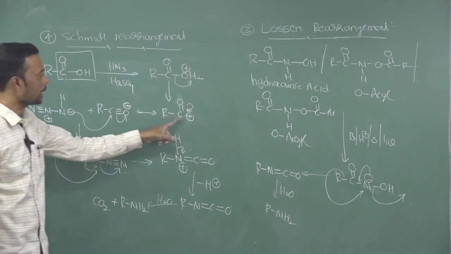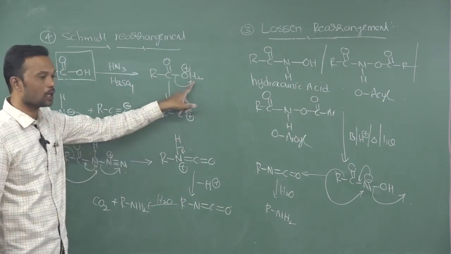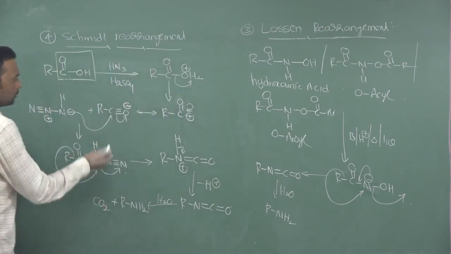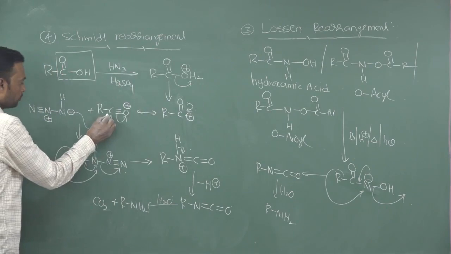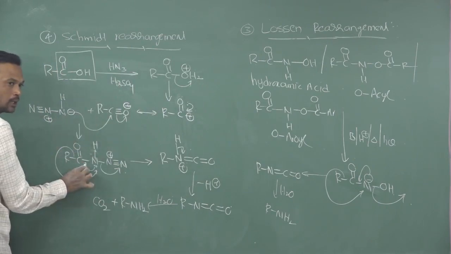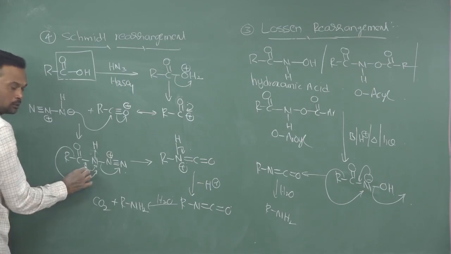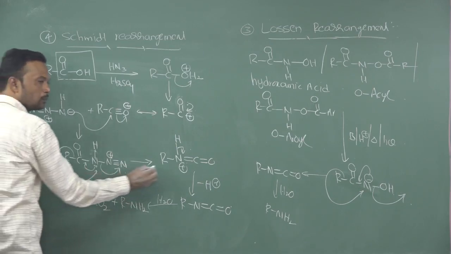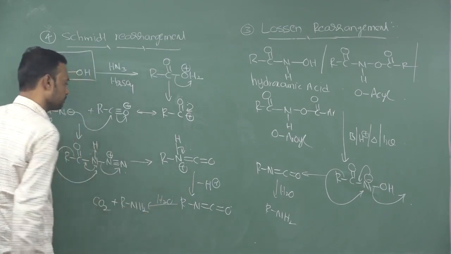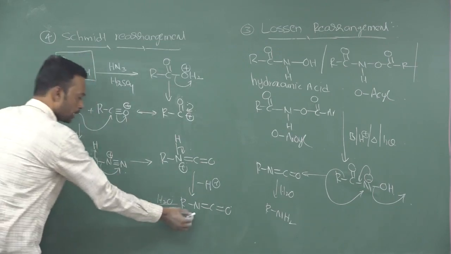This is called acyl cation, protonated carboxylic acid. Already it is protonated. Acyl cation, resonance form, hydrazoic acid, protonated acyl azide, protonated isocyanate, isocyanate, amine.